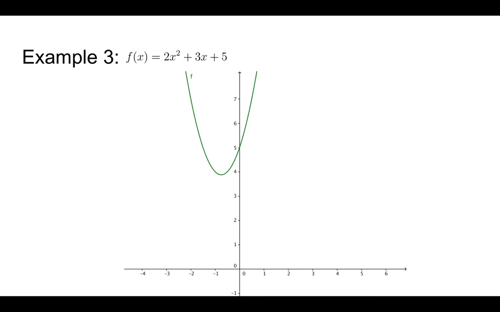Okay, that's graphing quadratics. It's really easy. Find your vertex, find your x and y-intercepts, draw a nice pretty picture.